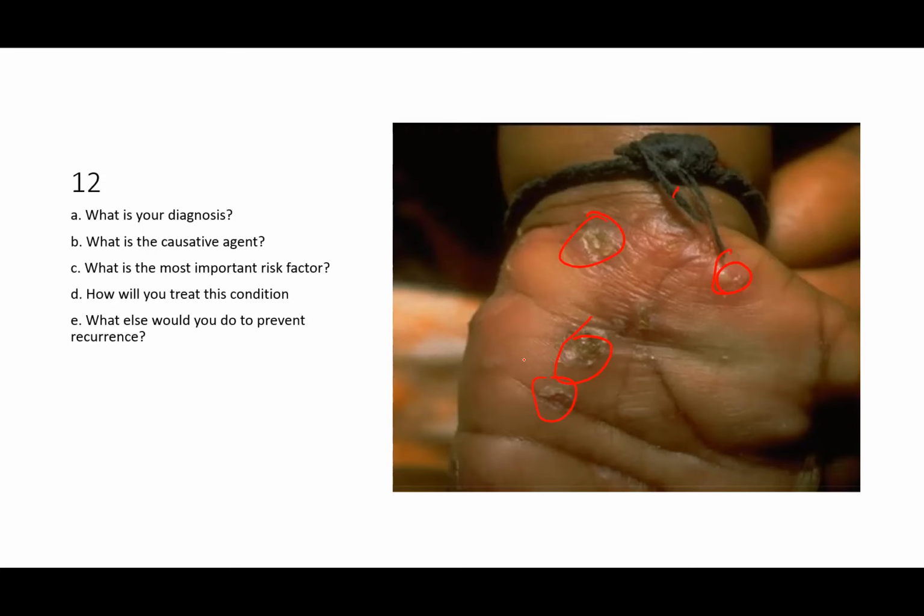Now, this infection is called scabies. Scabies or infected scabies, because in infected scabies you'll be seeing some discharge, some whitish purulent collection. So this is scabies, and the causative agent is Sarcoptes scabiei.